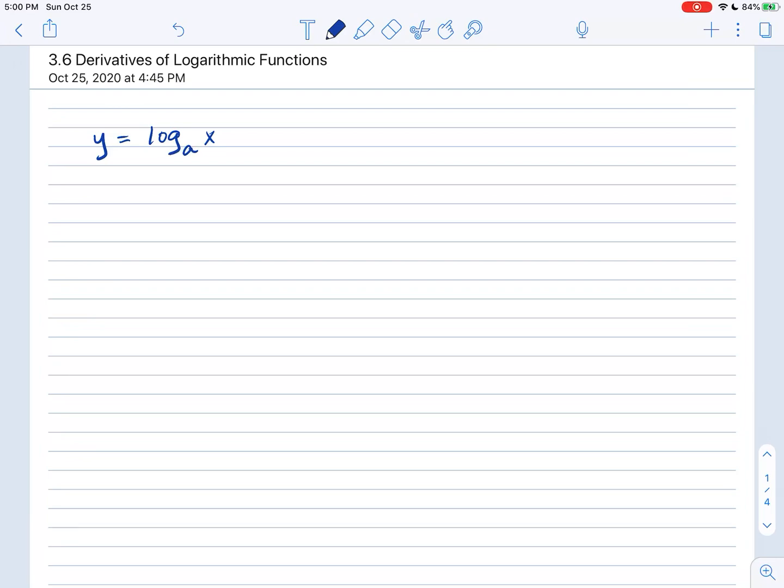So let's first take a look at the function y equal to log base a of x, where a is a positive integer, and we want to derive what our derivative is. Well, this is a transcendental function, and we're going to transcend it and turn it into an exponential form, and it is equivalent to a to the y is equal to x. Okay, and this is an explicit function because y is explicitly solved for.